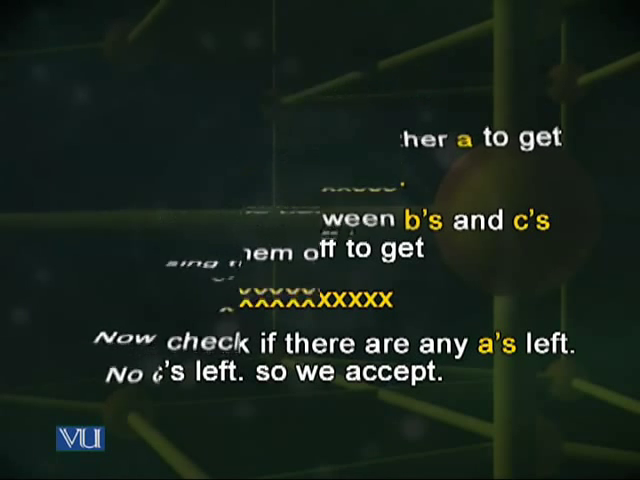What I have given you is an informal or an intuitive description of this Turing machine which accepts this language C. I have not done it formally.